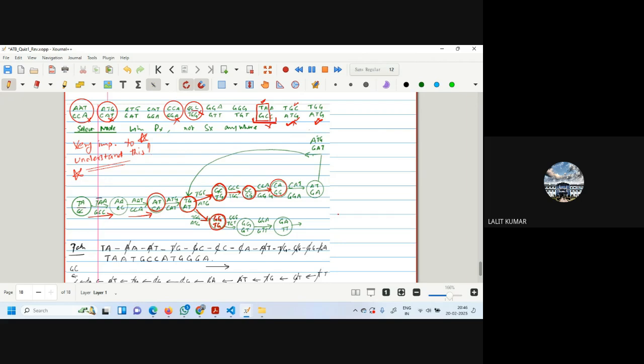Now CAGA we check. Is there any CAGA? There is a CAT. Yes, this is the one. So CA and GA is there. We go to AT and GA. Now from AT and GA, we can go to ATG and GAT. So this also we have covered. We go to this ATG and GAT, and ATG and GAT is coming back here.